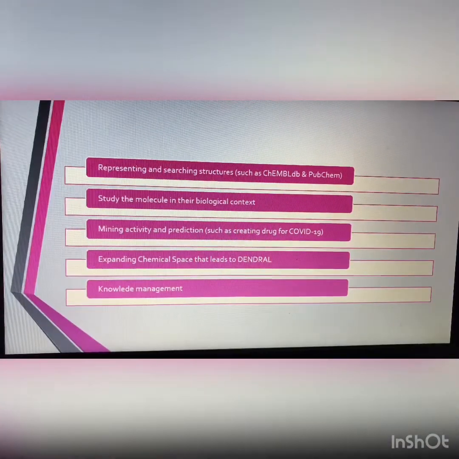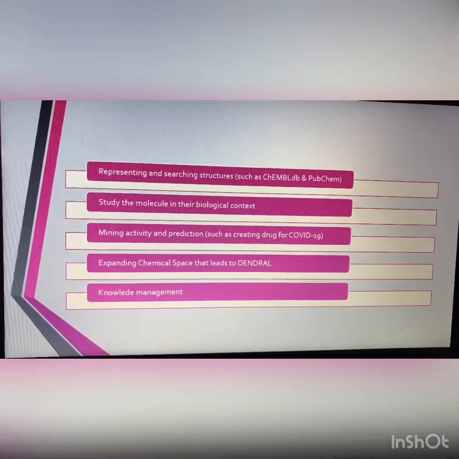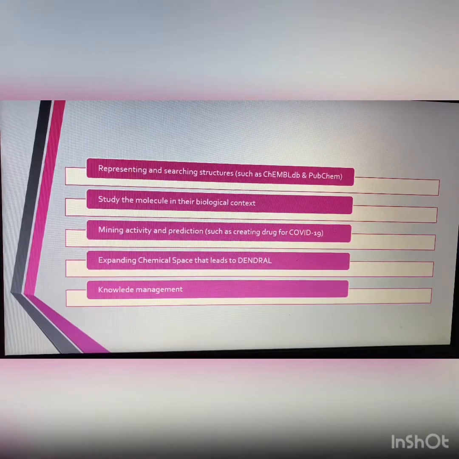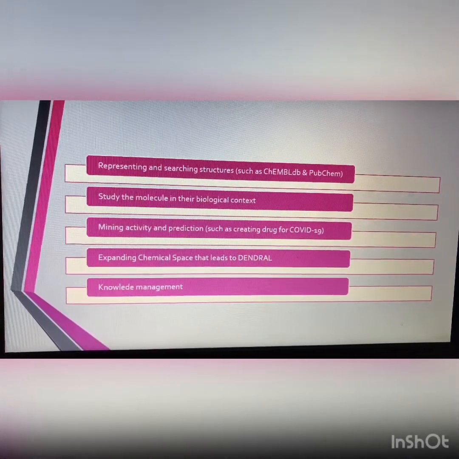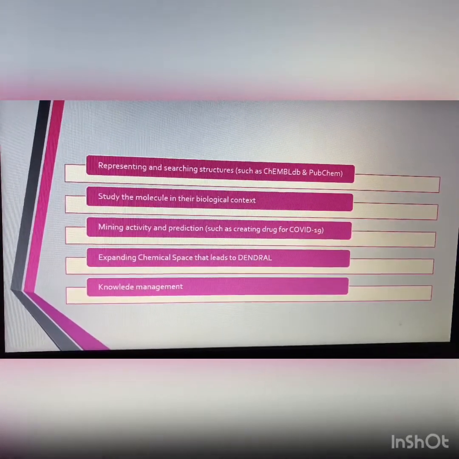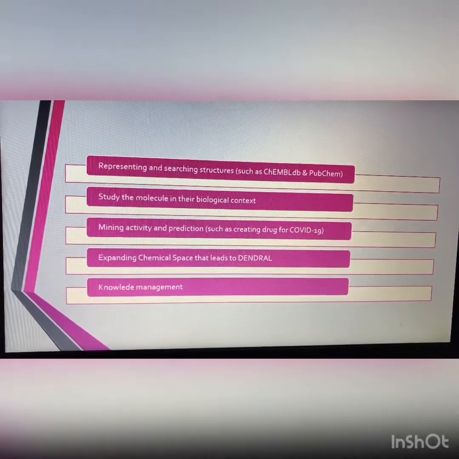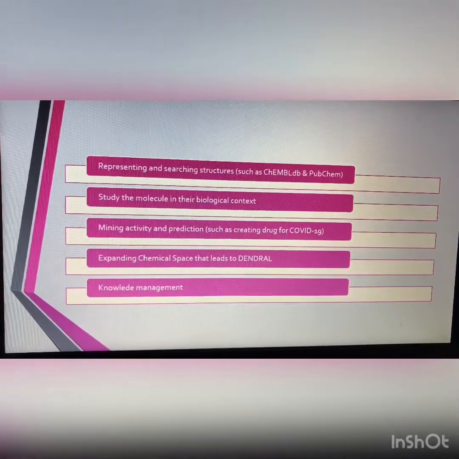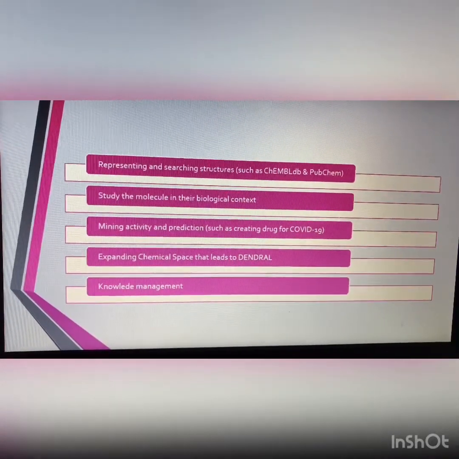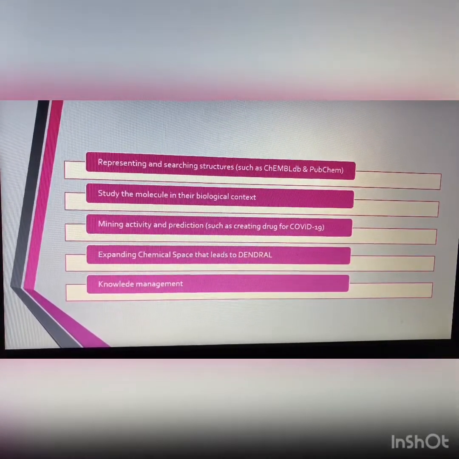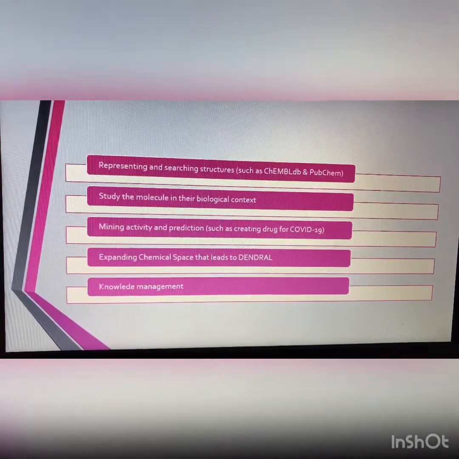We move to the next slide. Why is Cheminformatics important? First, because of representing and searching structures, such as in ChEMBL and PubChem. Second, studying molecules in their biological context. Third, mining activity and prediction, such as creating drugs for COVID-19. Then, expanding chemical space that leads to discovery. And the last one is knowledge management.